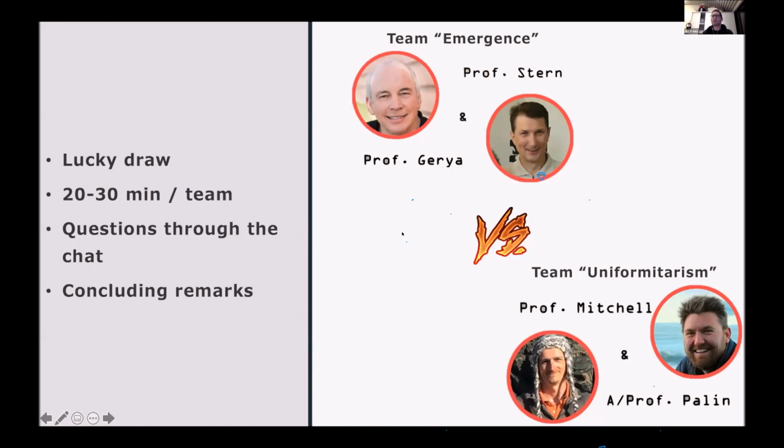So now we can proceed to the battle itself. Thank you for joining us today. Now it's time for the lucky draw. So who's going to start? I would just use my app between the emergence team and uniformitarianism. And this is the uniformitarianism team that starts. I'm not sure if you can see. Yeah, I didn't cheat. We believe you. Excellent.